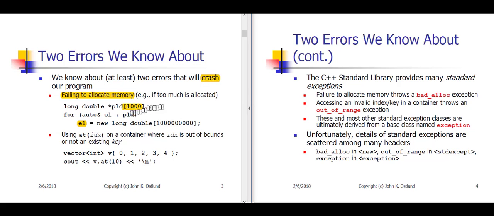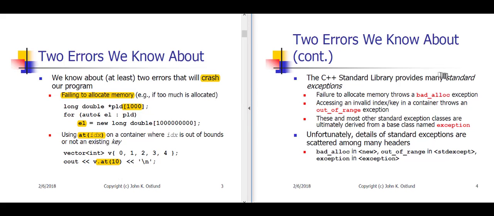Another situation where we know our program is going to crash is if we have a vector or a deque in which we're able to do subscripting using an integer index between 0 and 1 minus the size of the container. When we use the at member function and give an index that's outside the bounds of the container, we know that will throw an exception and that will crash the program.